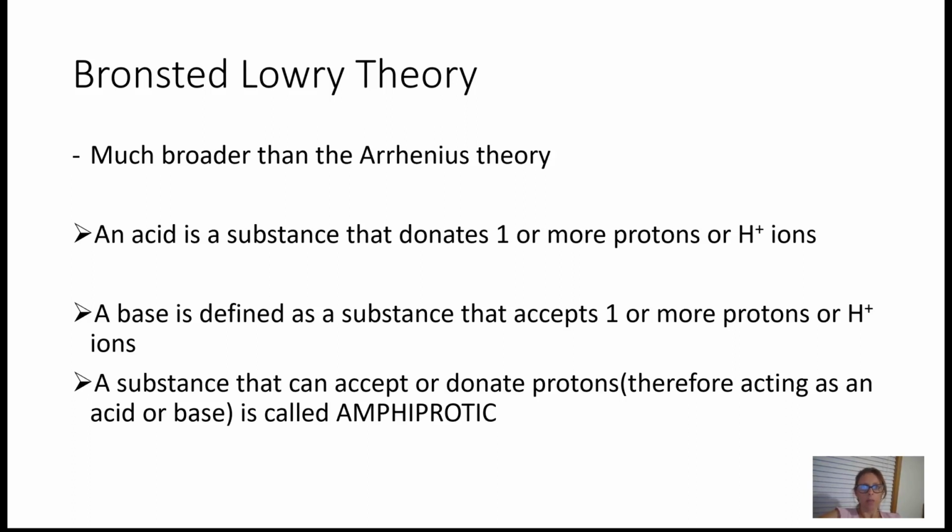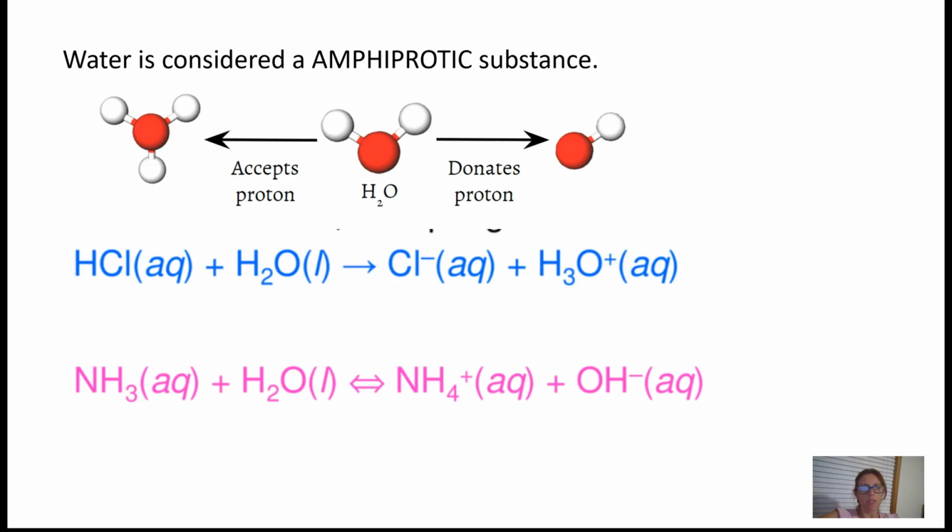So instead of it being just the transfer of hydrogen ions, the new definition is that an acid is a substance that donates one or more protons or hydrogen ions, and a base is a substance that accepts those protons or hydrogen ions. And we have these other substances, which we haven't heard of before, called amphiprotic substances, and they are substances that can act as an acid or as a base. So you can see here we have our water molecule, and it can either accept a proton, making the hydronium ion, or it can donate that proton, in which case it becomes a hydroxide ion.